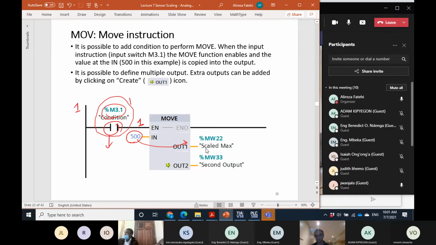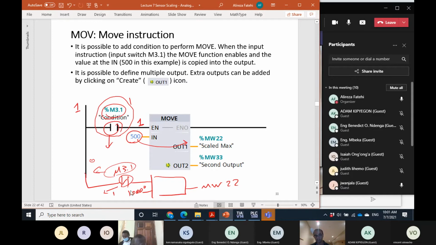Maybe at some cases you don't want to write to the memory. Or maybe you want to select, depending on the condition, either this value or another value. So you may have another move that has the opposite condition, M31. In that case, for example, you want to assign 1000 to that MW22. So if M31 is 1, 500 is assigned to MW22. If M31 is 0, then this is 1, and in that case, it is 1000 that is assigned to the memory.